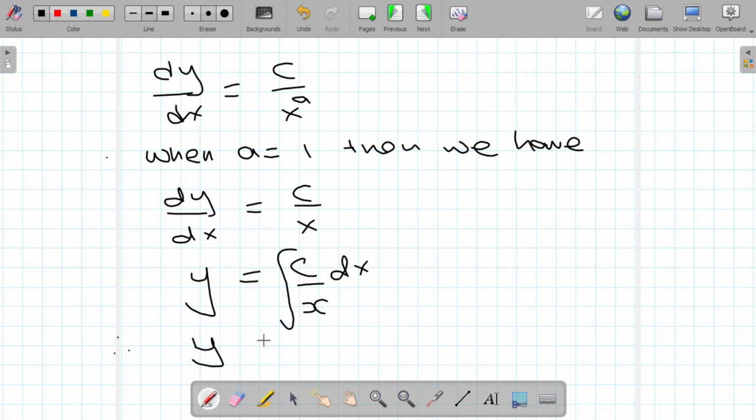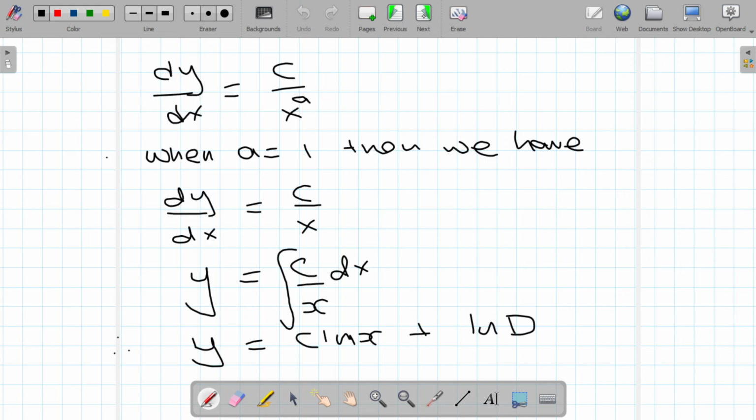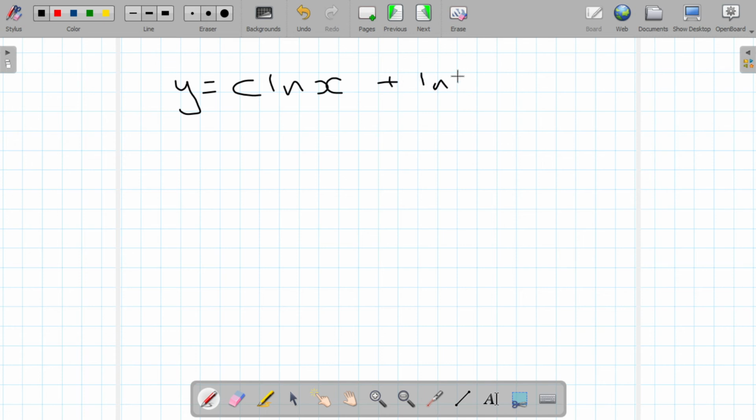So we've got y equals c log x plus the log of, well, we'll call it the log of d, just using d as another constant. So we can simplify that. So we've got y equals c log x, plus log of d.